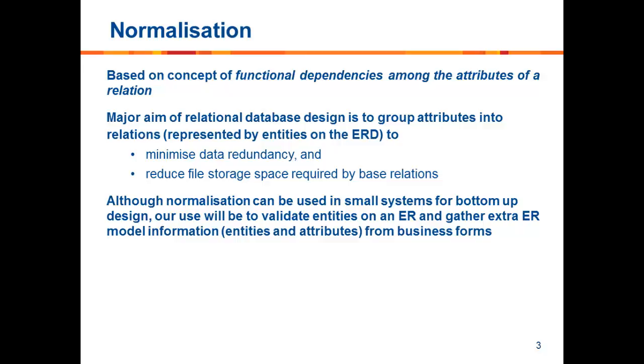In relational database design, the main aim of normalization is to examine all the attributes available in an enterprise or an organization and then to group them into logical relations. By obtaining the groupings of attributes that meet the characteristics of one normal form to the next higher normal form, the amount of data redundancy in the relations is systematically minimized. The file storage space required by the base relations is also reduced through this process.